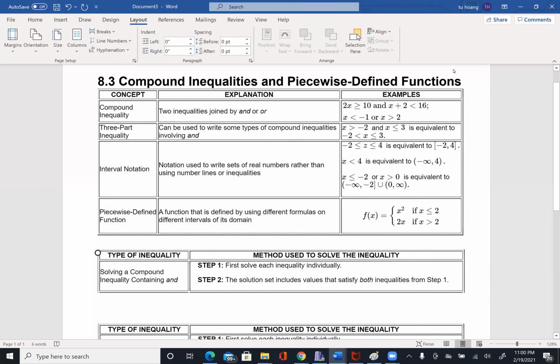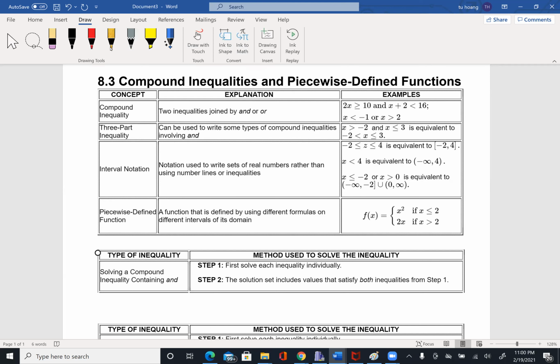Hello everyone. I come back with section 8.3, compound inequalities and piecewise defined function. So first let's talk about the compound inequality.